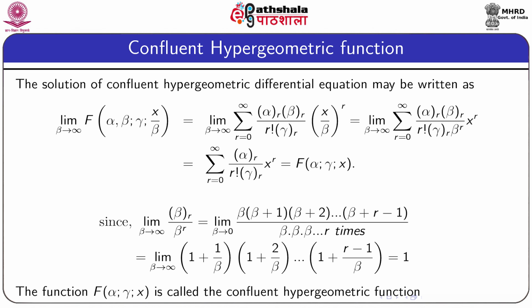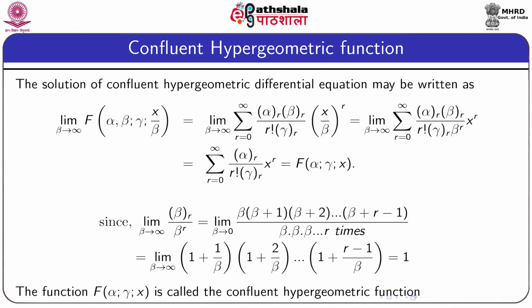So, the solution of the confluent hypergeometric differential equation may be written as limit beta tends to infinity f of alpha comma beta comma gamma comma x/beta is equal to, we substitute the definition of f here, and we will be getting limit beta tends to infinity summation r equal to 0 to infinity alpha suffix r beta suffix r divided by gamma suffix r into r factorial x/beta whole to the power r, which can be simplified as limit beta tends to infinity summation r equal to 0 to infinity alpha suffix r beta suffix r divided by r factorial gamma suffix r beta to the power r x to the power r.